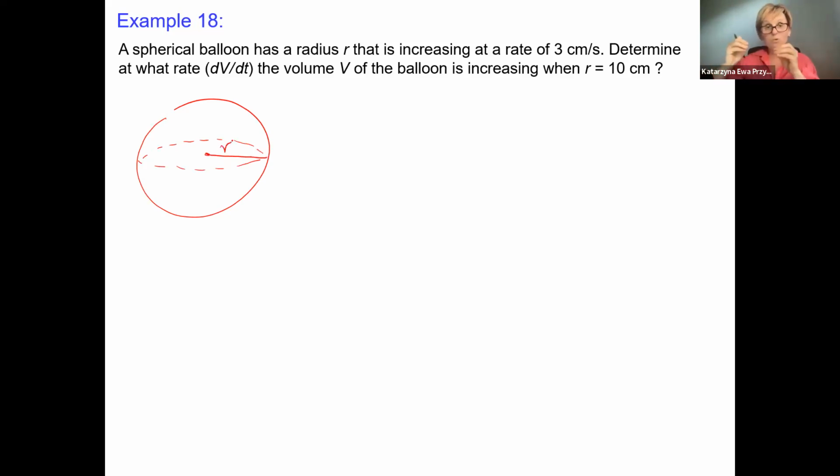And the radius is increasing. That means radius is a function of time. It's the inner function. Volume is a function of radius, but radius is a function of time. That means volume is also a function of time. That means we will need, first of all, the formula for the volume. Does somebody remember the formula for the volume of the sphere?